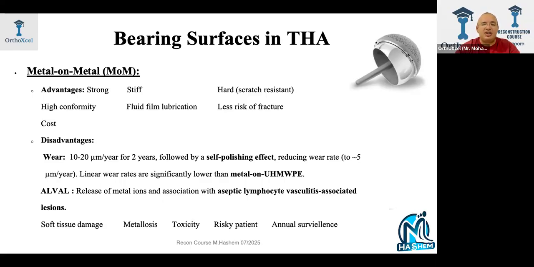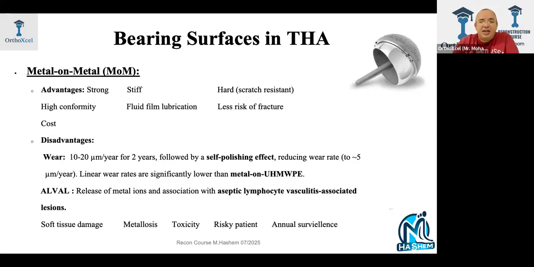Number two, this ALVAL lesion in itself destroys the soft tissue around the hip, so you end up with your hip imbalanced and unstable. It destroys the ligaments, the muscles, the tendons. So this ends with the stability of your hip attacked. The metal particles in themselves can induce a toxicity reaction, can cause a metallosis, can go and precipitate in different tissues in the body and cause a metallosis reaction.